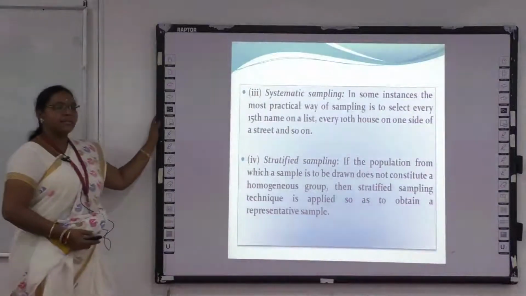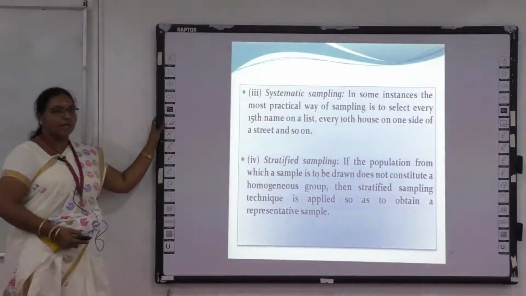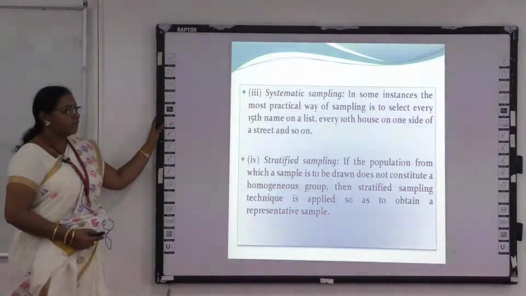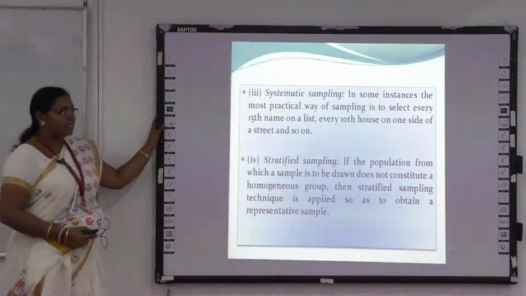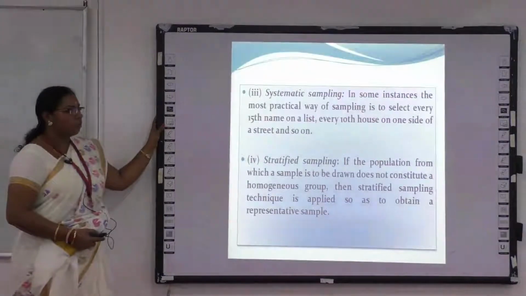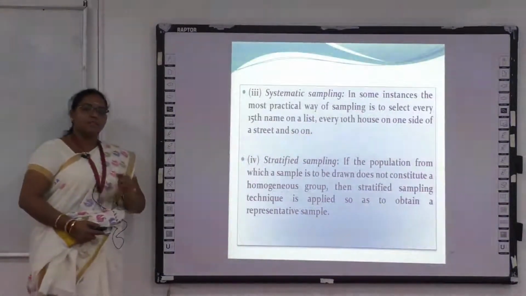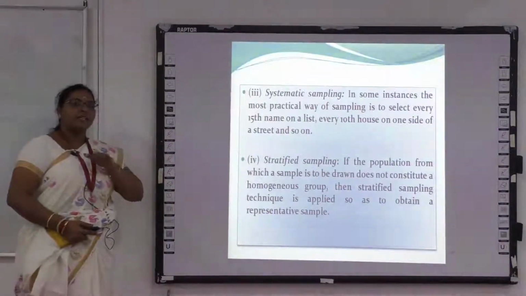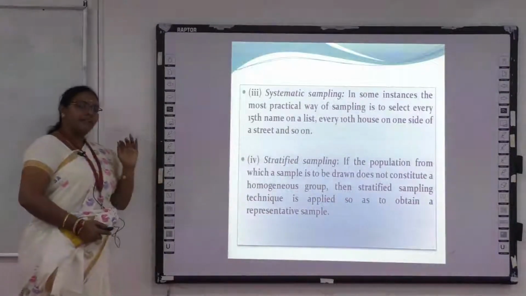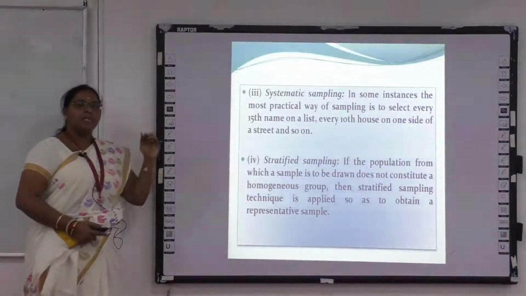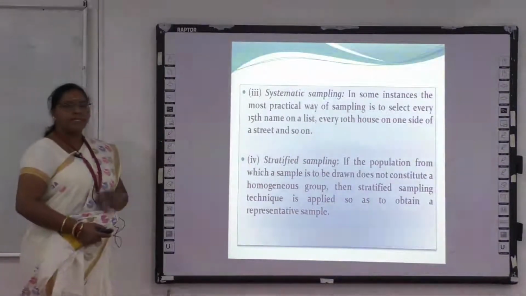Next one is systematic sampling. Systematic sampling is a procedural way of executing sampling. A particular way of sampling is to select every 15th name on a list or every 10th house on one side of a street. For example, if I am going to carry out my research in the street, in Kanathur, every street's 10th house will be my concentration and the 15th name or 15th person will be my concentration. If I have a particular rule like that, then that will be my systematic sampling.